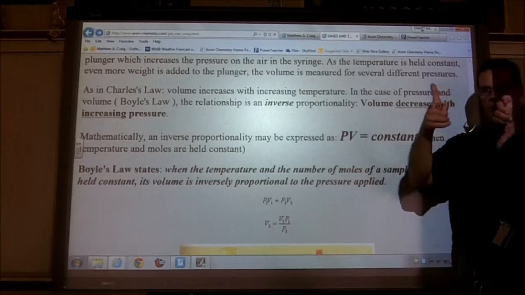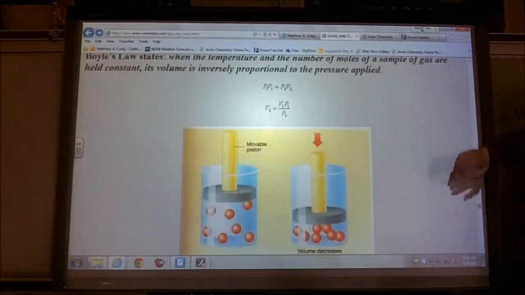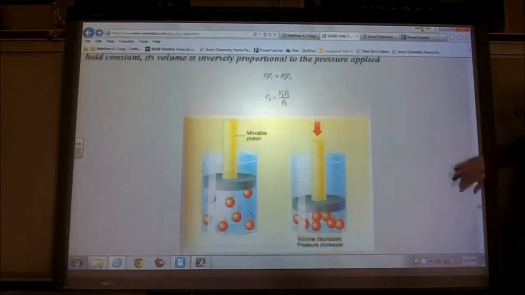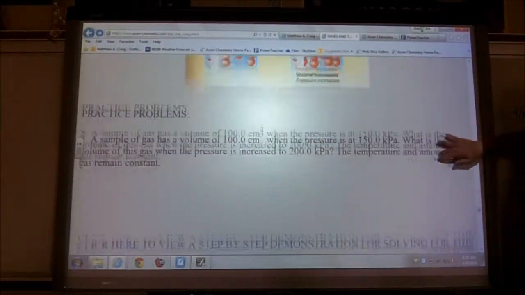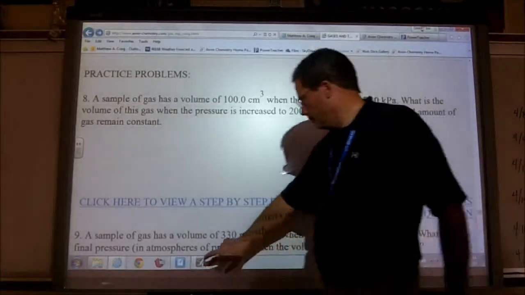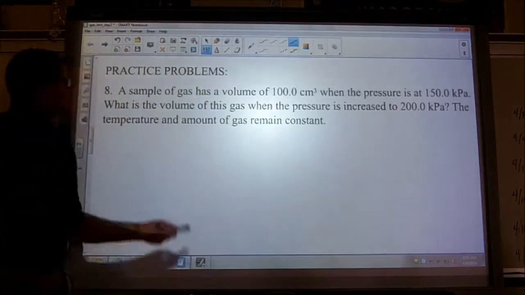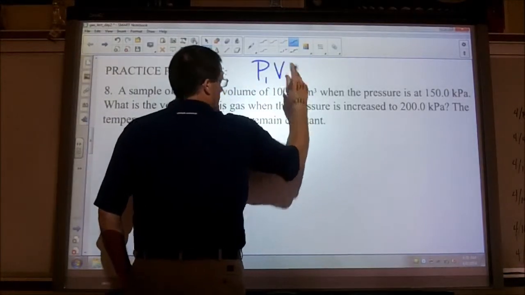This is just another graphic, not too exciting. Is that all the blanks for that one? Okay, so let's look at these practice problems. Your equation that you'll use for these is just one type of equation.